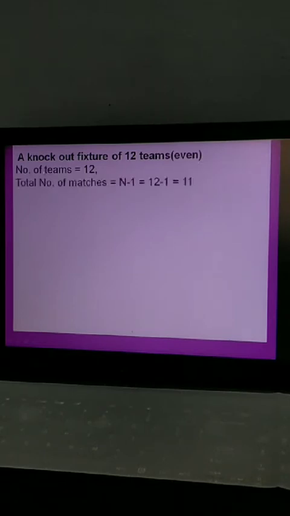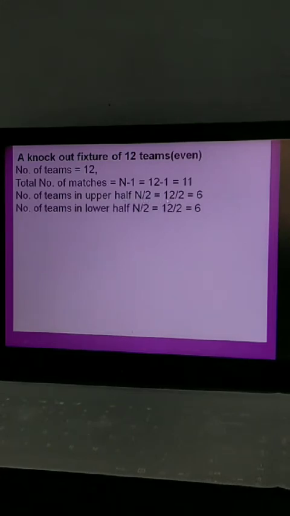Then, a knockout fixture of 12 teams. This 12 is an even number of teams. So the number of teams N equals 12. The total number of matches we calculate with the formula we know, N minus 1, equals 12 minus 1, which is 11. Then the number of teams in the upper half is N upon 2, because it is even, so 12 upon 2 equals 6. The number of teams in the lower half is again N upon 2, 12 upon 2 equals 6.